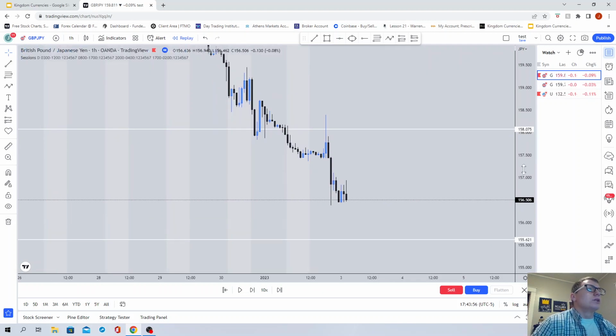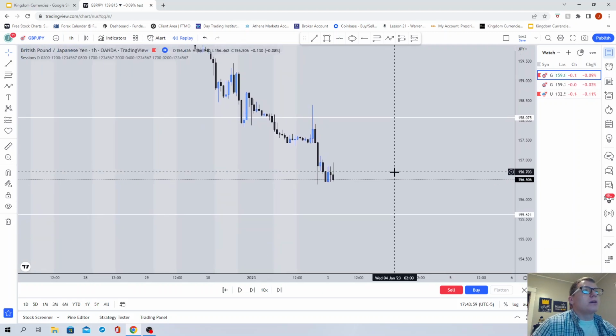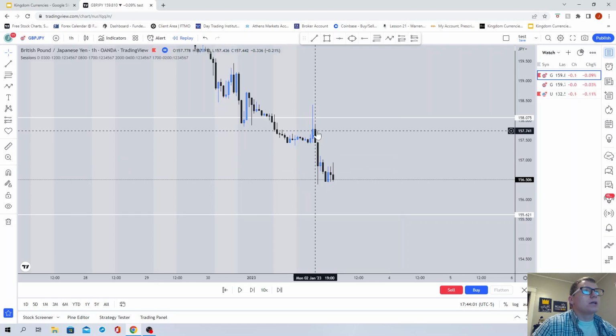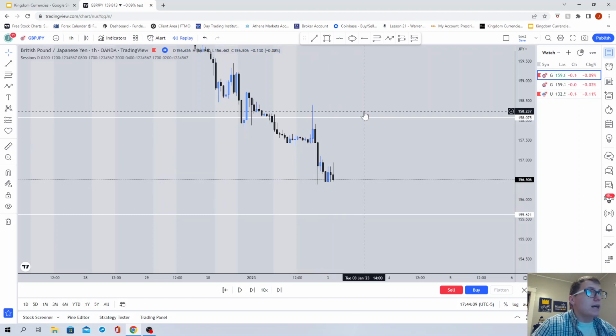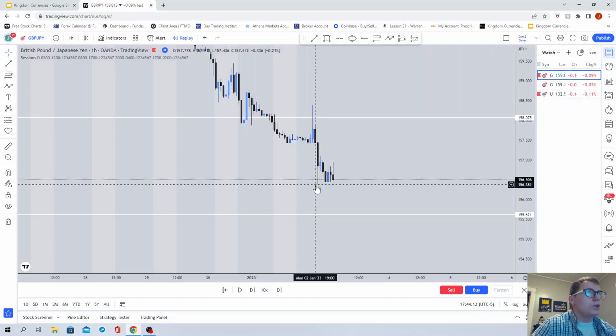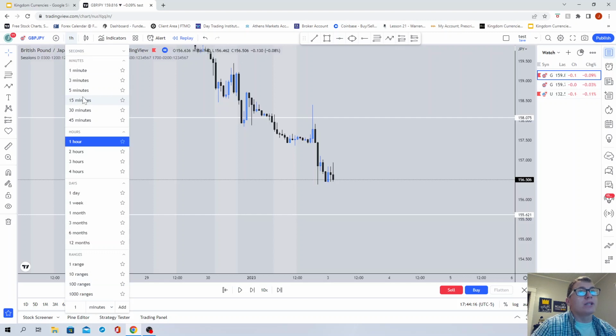Now, looking at this, we know that the hourly is bearish. We had a bearish engulfing right after a massive wick rejection off support and resistance. So I'm looking for, like I said, either a pullback up into this level, or a breakout continuation. So then I'm going to drop down to the 15, looking for entries.